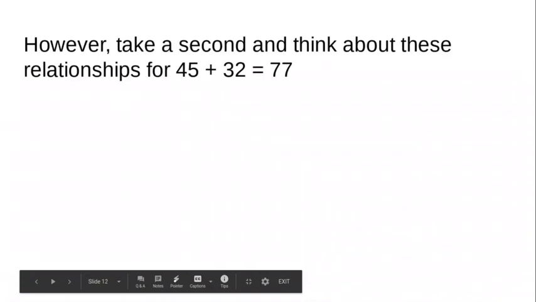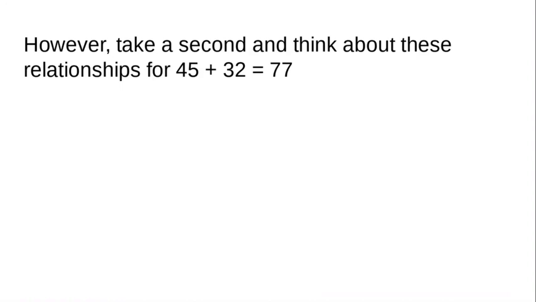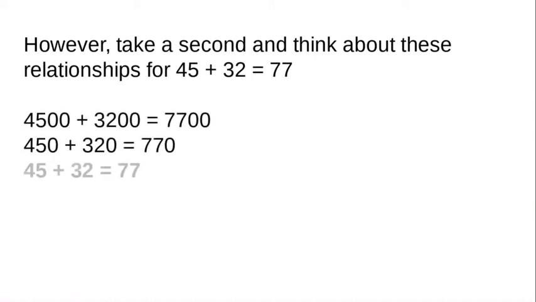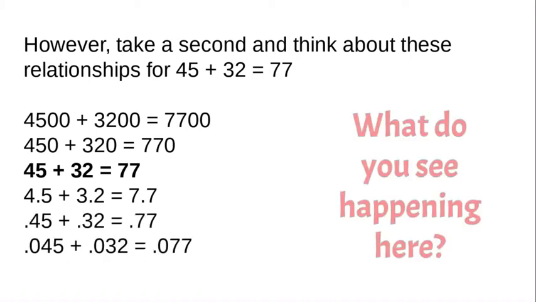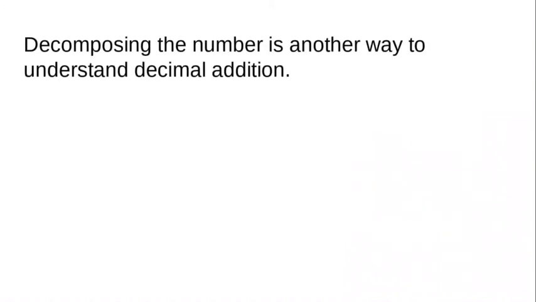But I wanted you to take a second and think about the relationship for a question like 45 plus 32 equaling 77. So take a look at this and see if you can spot the relationship that's happening here. And I think understanding this is a great way to understand what we're doing when we're adding with decimals. So another trick is using decomposition, and it's a great way to understand adding decimals.